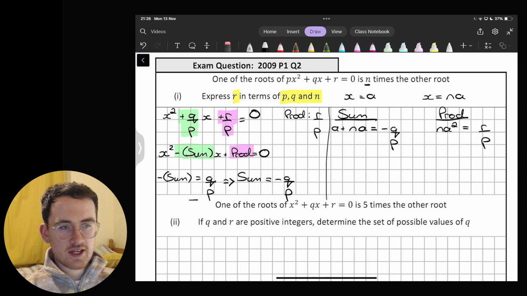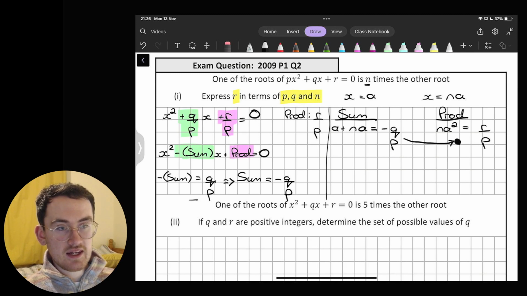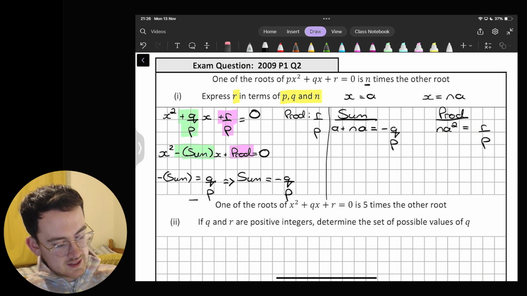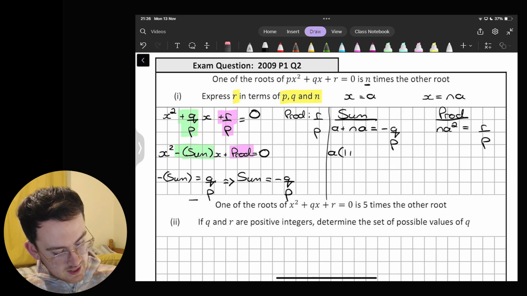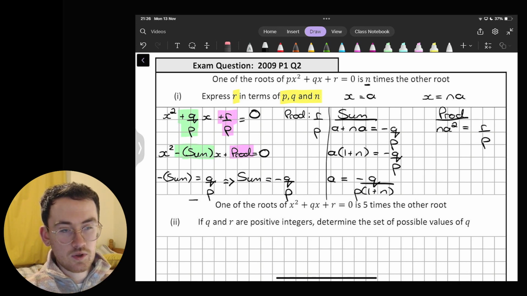So looking at the question here, I can see that if I can manipulate the product side, maybe using the sum, I can eliminate a. Similar to how we look at simultaneous equations, I'm going to factor out a here and try and rewrite this side so that it's a equals something. And we get that a equals minus q over p times 1 plus n.